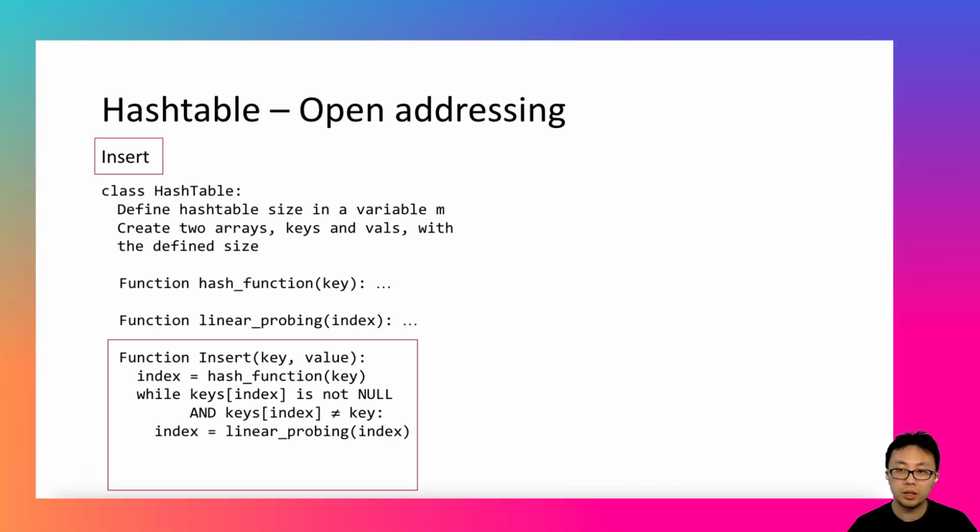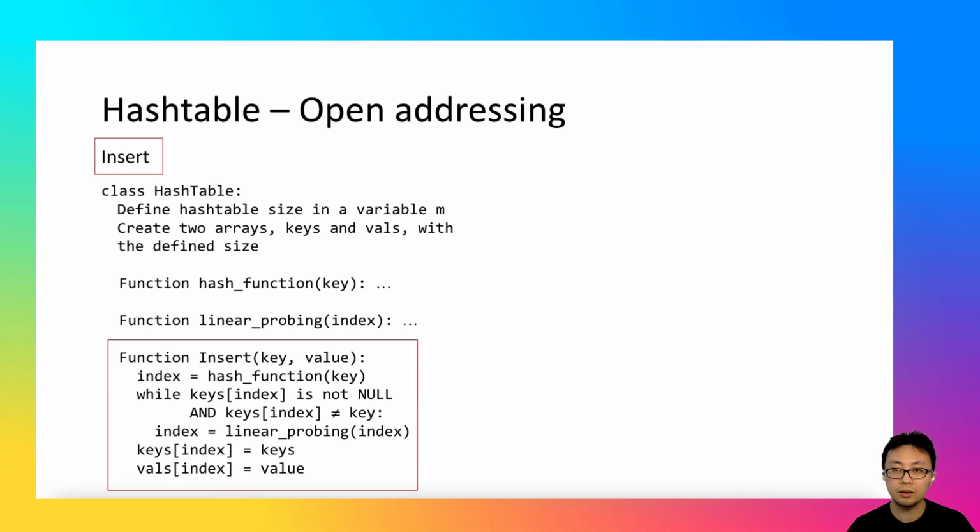So after the combination of the hash function and the while loop, it's guaranteed that the index represents a position where a new paired data can be inserted into. The last step, of course, is to add this paired data into the hash table. The key goes into the array representing keys, and the value goes into the array representing values. Both will be at the same index that's computed above.